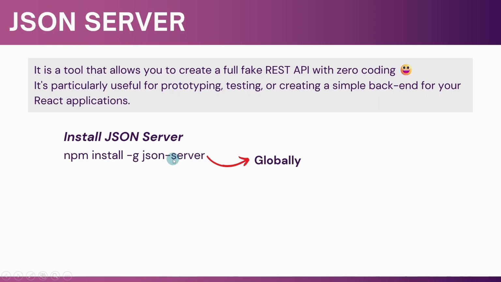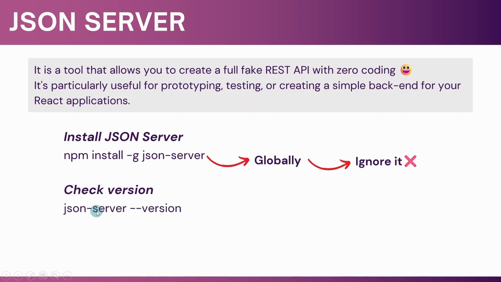If you have already done this in your previous project or anytime, you can simply ignore it. You don't have to install again. Directly, you have to follow the third step. Now to check if it is installed properly or not, you can check the version by simply writing json-server --version. You will be getting the version number. If you got the version number, then successfully you have installed JSON server.